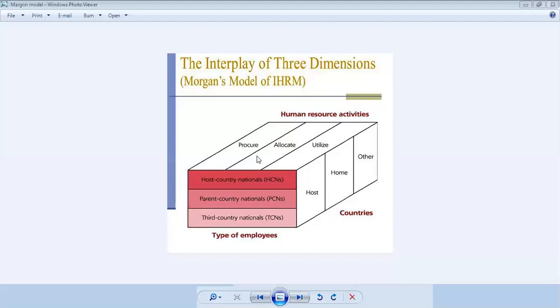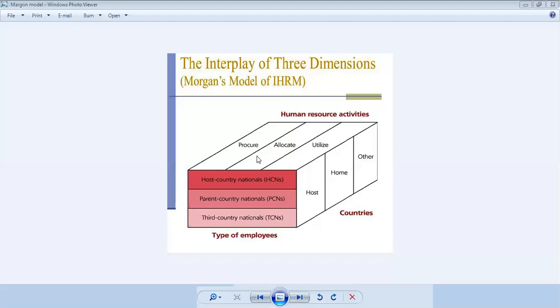Now, moving to another type of employees, we have parent country nationals. See, parent country nationals are those employees who belong to the country the company originated from. Then the third country nationals: they belong neither to the host country nor to the parent country; they are from some other countries.